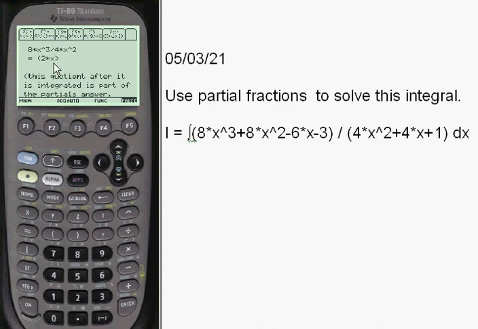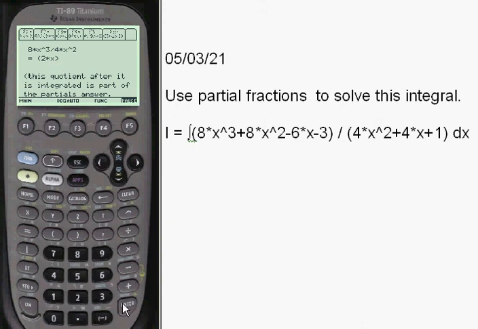We do short division. We divide the numerator by the denominator and come up with 2x, okay? And I give you this help here. This quotient will be used in the answer of your partial fraction answer. And you're going to integrate it first, and come up with x squared when you integrate this with respect to x.